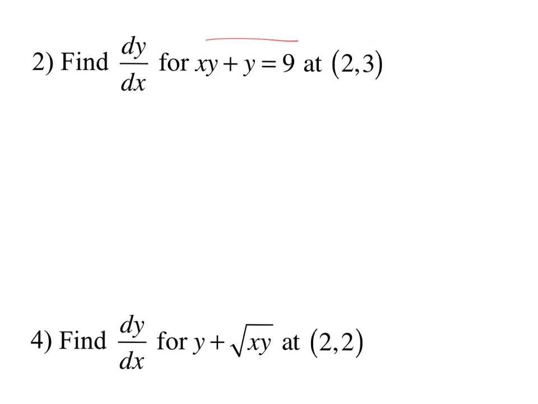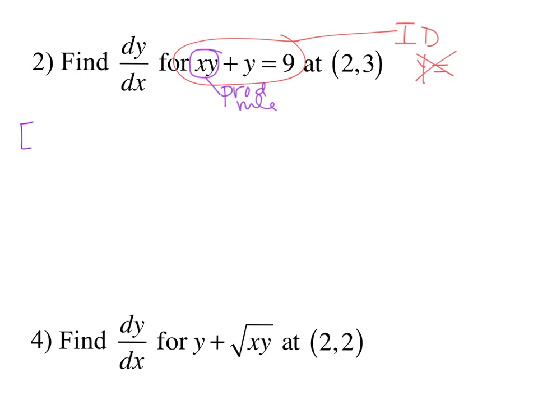I can tell right away by looking that I'm going to have to use implicit differentiation because it's not a y equals. Solving for y is not impossible, but why waste our time? Let's just derive implicitly. I also see that I'm going to have to use a product rule because I have x times y. So I'm going to use product rule there, 1d2 plus 2d1. Let's start with that product rule.